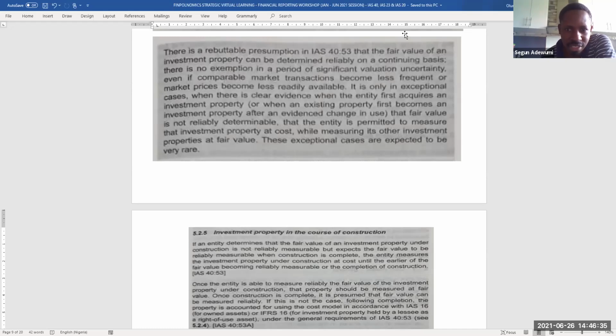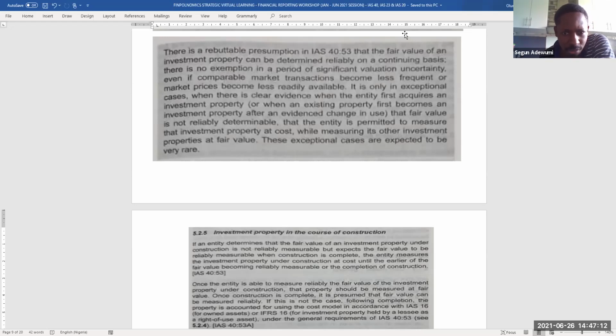There is a rebuttable presumption in IAS 40 paragraph 53 that the fair value of an investment property can be determined reliably on a continued basis. There is no exception in a period of significant valuation uncertainty, even if comparable market transactions become less frequent or market prices become less readily available. It is only in exceptional cases, when there is clear evidence when the entity first acquires an investment property or when an existing property first becomes an investment property after an evident change in use, that fair value is not readily determinable.